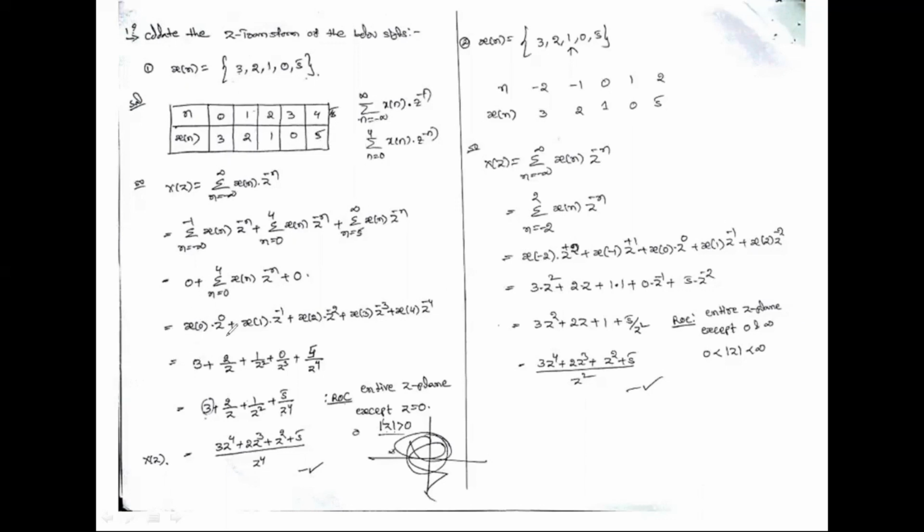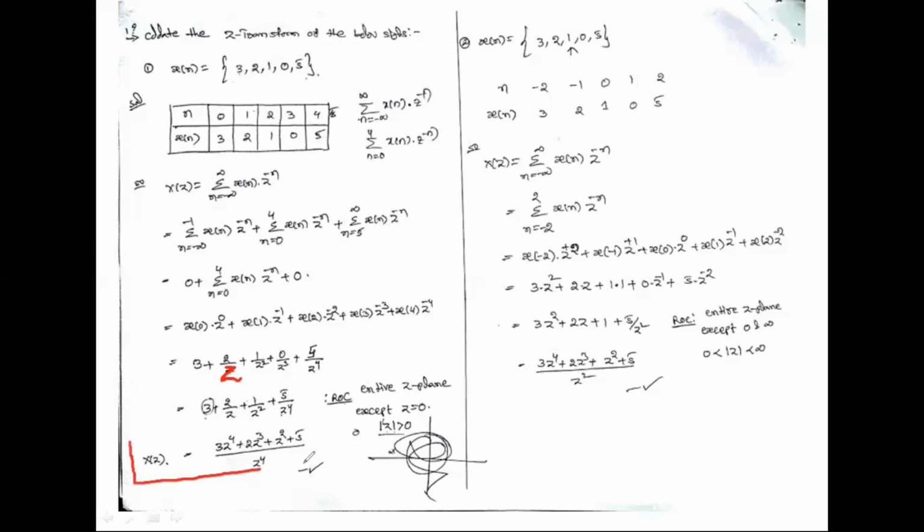For x of 0, the value 3, z power 0 is 1. For x of 1 it is 2, and 1 by z is z to the power minus 1, my dear students. Don't think it is 2, it is 1 by z. When n is equal to 2, the value is 1, and 1 by z square. And n is equal to 3, the x of 3 value is 0 by z cube. X of 4, at n is equal to 4, the value is 5, 5 by z power 4. Okay, now you can simplify. 3 plus 2 by z, plus 1 by z square, and this value is 0, plus 5 by z power 4. Take the LCM as z power 4: 3z power 4 plus 2z cube plus z square plus 5.